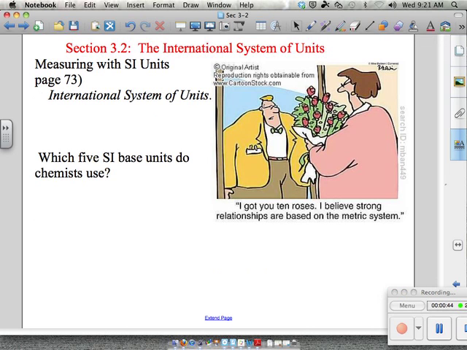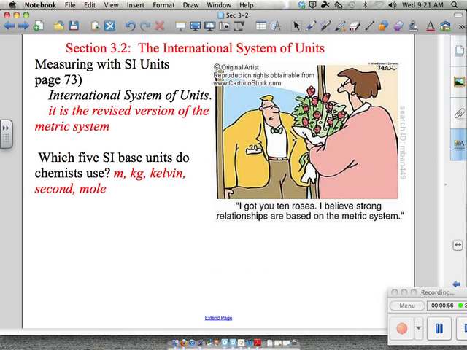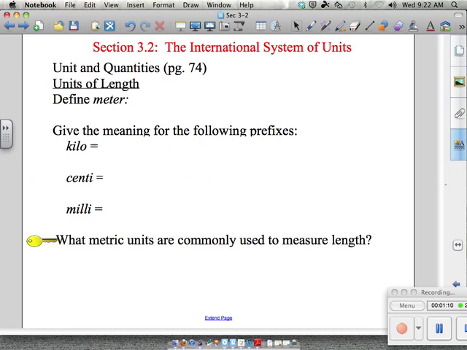So when we measure with the International System of Units, that is the revised metric system. It's a formal name. It has some different units. It's based on a few different things. In chemistry, we have 5 base units in the metric system: meters, kilograms, Kelvin, a second for time, and a mole. We'll talk about moles more as we go through the year. So we'll start with the units of length. That starts on page 74 in your textbook.